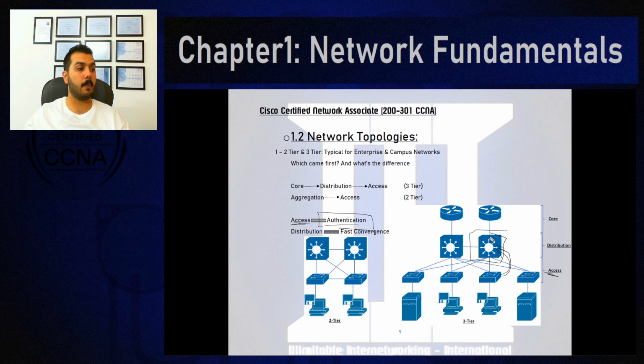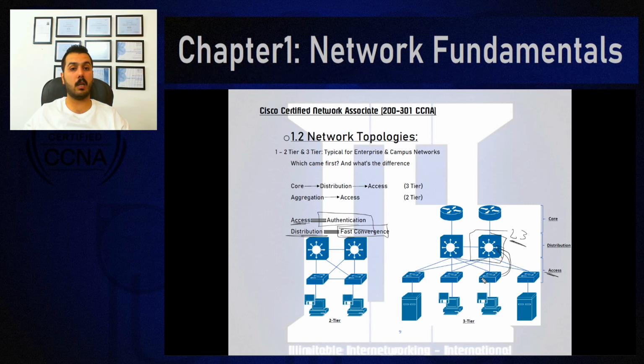Distribution layer devices are very fast and expensive, mainly multi-layer switches or routers, which in both cases are layer 3 devices. The function of the distribution layer is fast convergence, because the authentication happens at the access layer.